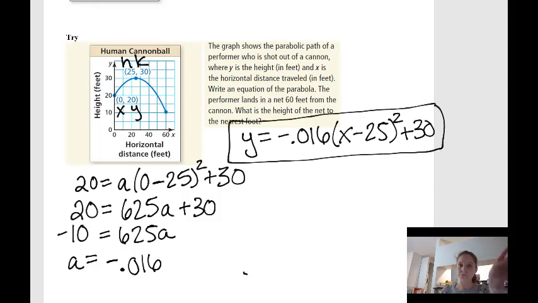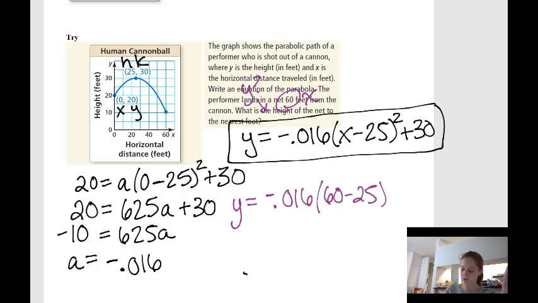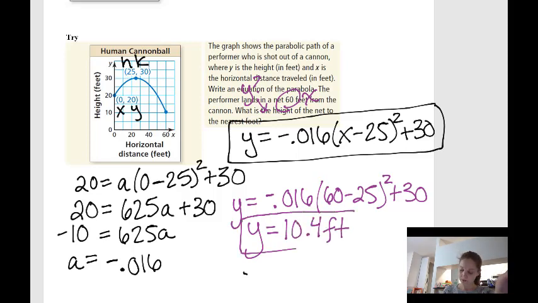That's the first part. Second, the performer lands in a net 60 feet from the cannon. What is the height of the net? 60 will be my x value, and the height of the net will be my y value, so I'm looking for y. What is y when x is 60? 60 minus 25 squared plus 30. You can put that in your calculator and you'll get a y value of 10.4 feet. So the height of the net at 60 feet, where the performer lands, is 10.4 feet.